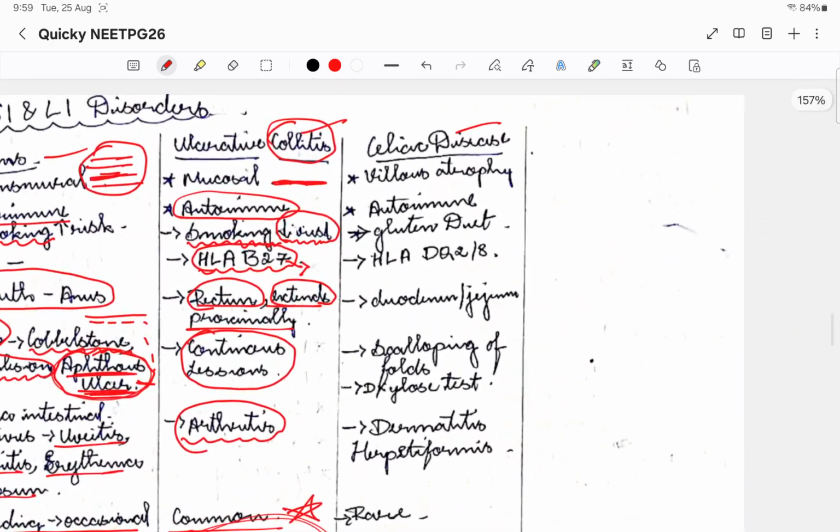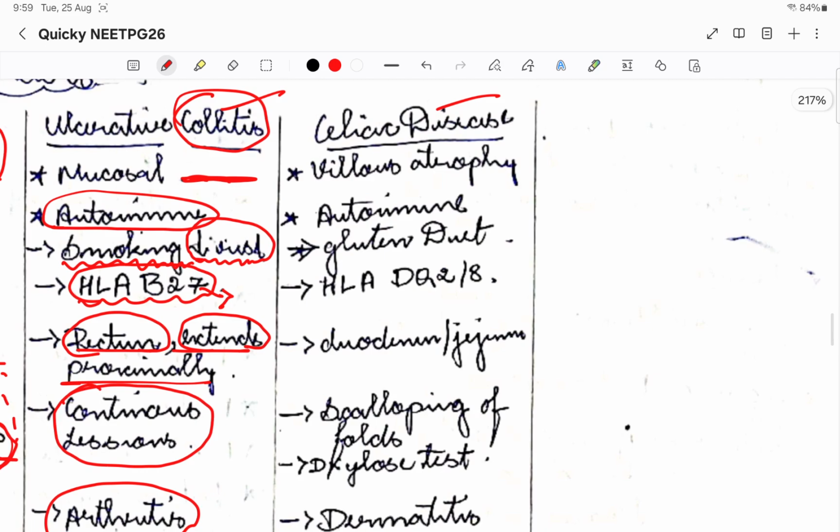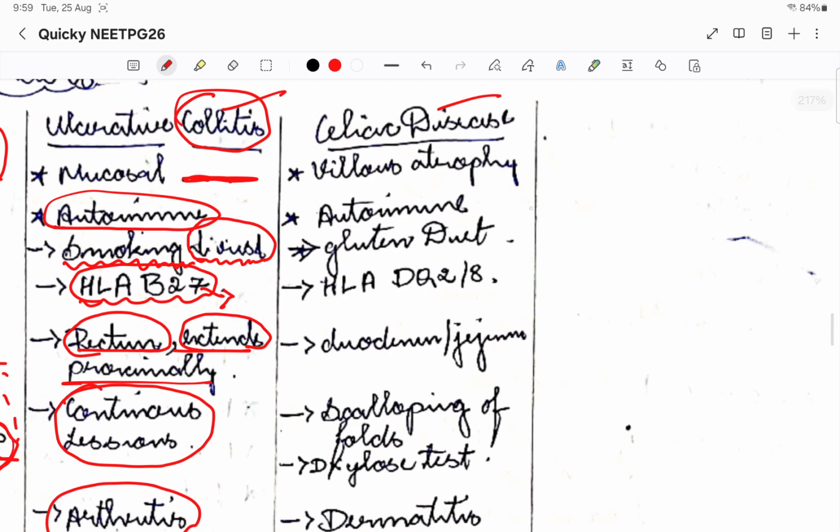Now coming to celiac disease. Basically in celiac disease, there is a gluten ingestion issue. If someone takes gluten, they will get inflammatory bowel symptoms.